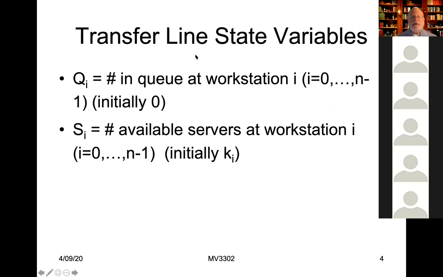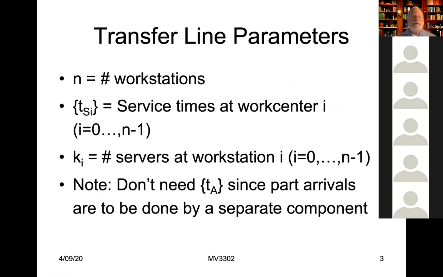Okay, so the parameters are the same with one exception, and that is that we don't have the inter-arrival times. So the idea is that as a component, it's just going to model the service part of it. The arrivals are going to be handled elsewhere. And so the idea is that you build this component and it will do a certain job, but it relies on other components. In this case, it will rely on another component to produce that arrival event at the first workstation.